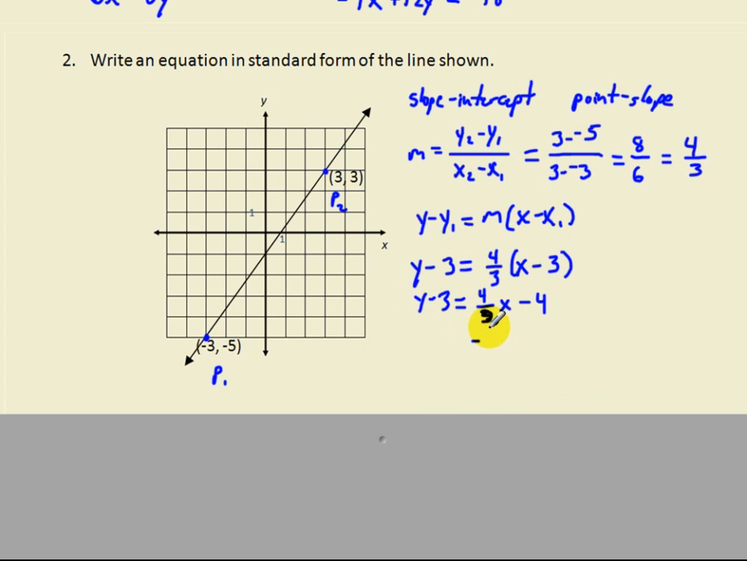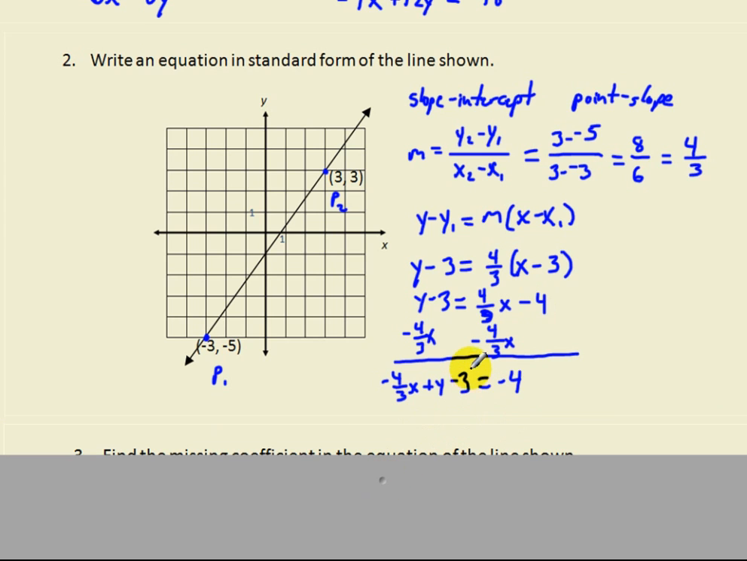So I'm going to subtract 4/3 x because that's a positive 4/3 right now. So we have to subtract that from both sides. And that gives us -4/3 x plus y. That was a positive y, so it's still plus y minus 3 is equal to -4. Don't forget the negative there.